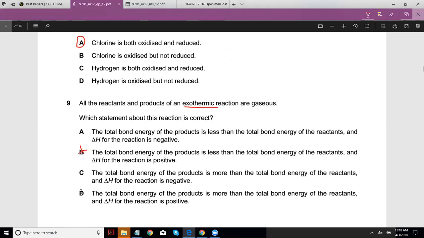So you can cut B and you can cut D. So your chances of getting it wrong now are only 50%. Wait, instead of 75%, 50%. So that's pretty good odds.